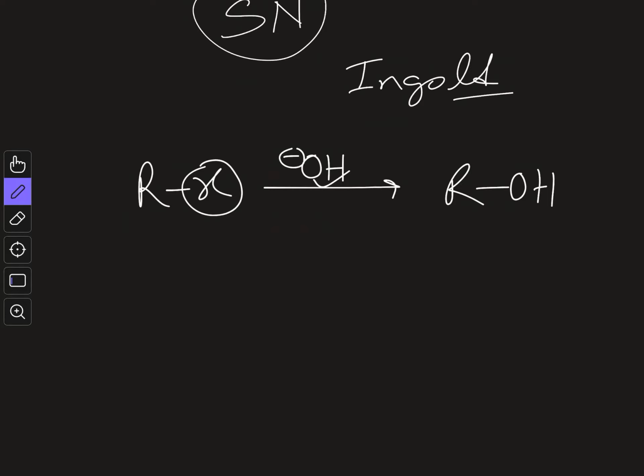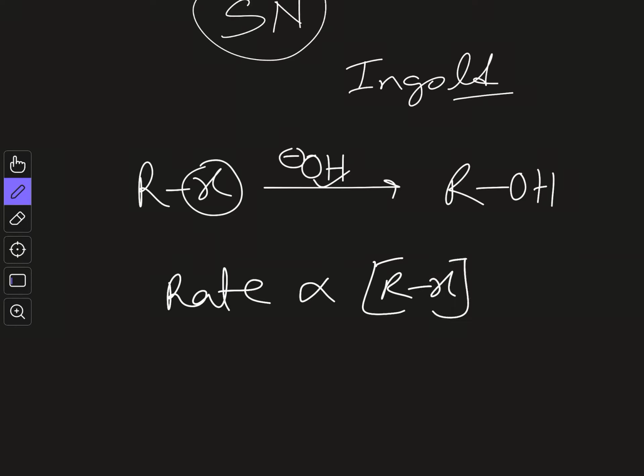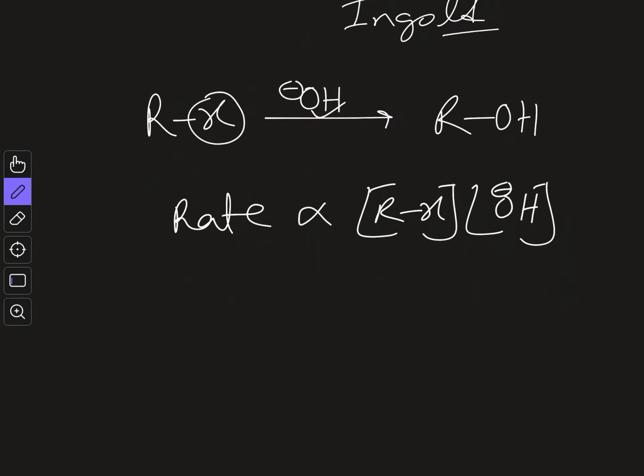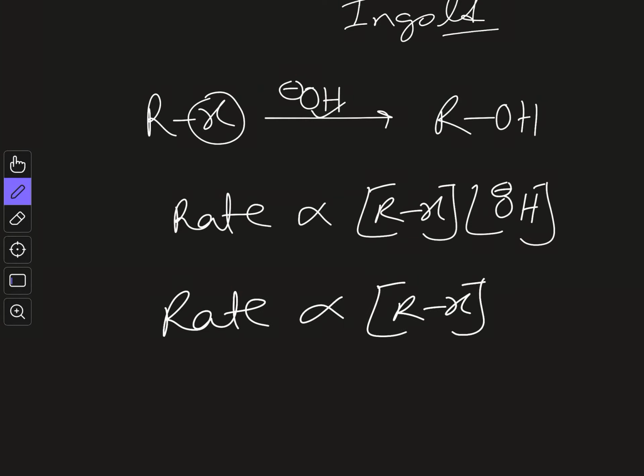Now if you look into the rate of this equation, two extreme cases are found. In one case the rate of the reaction is proportional to the concentration of the substrate, that is alkyl halide, as well as the concentration of base or the nucleophile. In another extreme case the rate is proportional to the concentration of the substrate only, that is RX. In this case this OH minus or any nucleophile present is irrelevant. So these are the two extreme cases found.